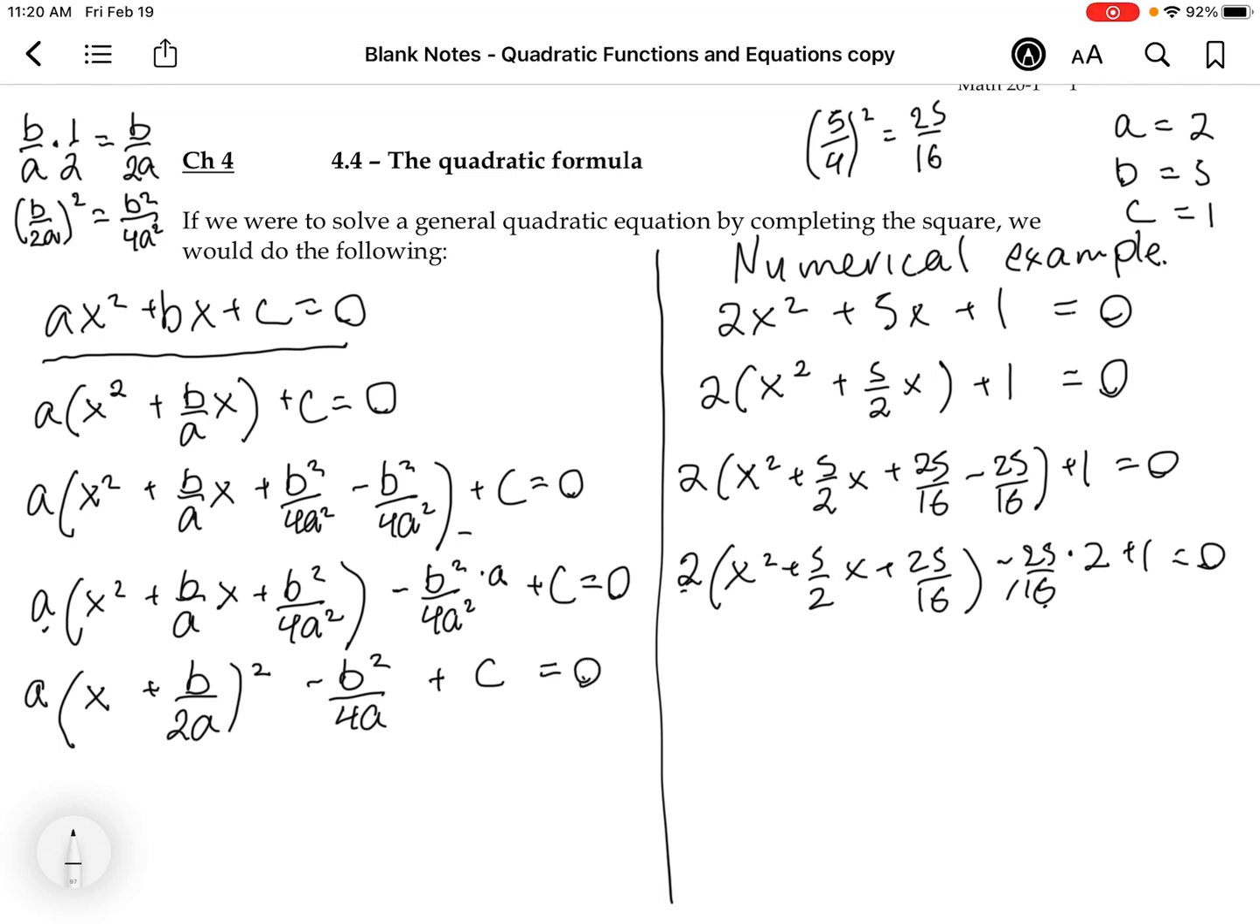And I'll complete the square here. I'll write this as a perfect square trinomial. So this is going to be 2 times x plus 5 over 4 squared. And then the 2 and the 16, a factor of 2 cancels. So this is going to be minus 25 over 8 plus 1 equals 0.